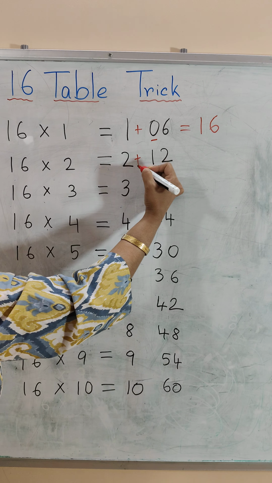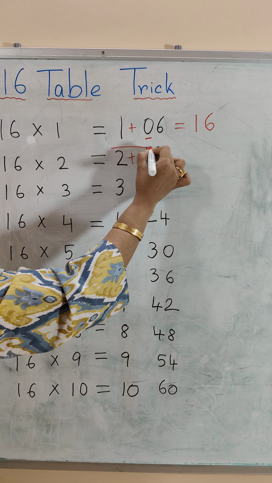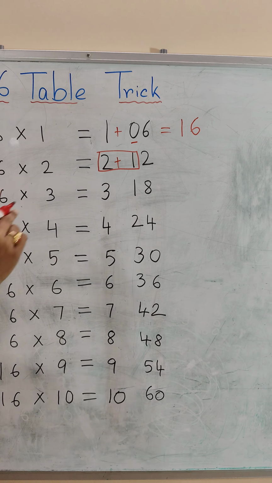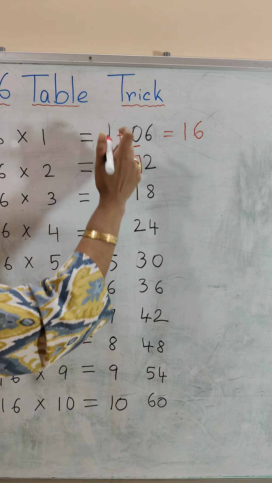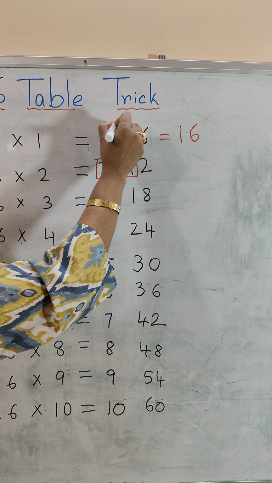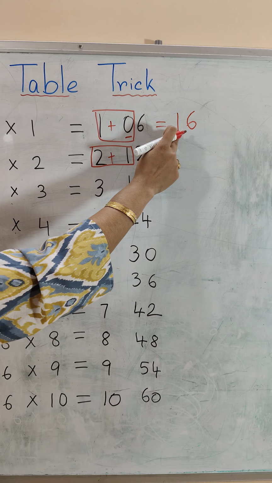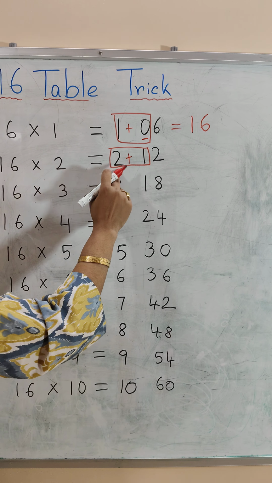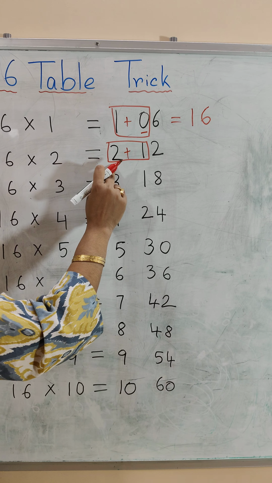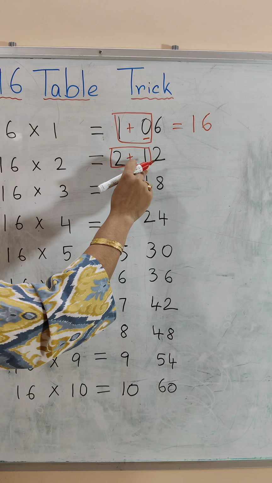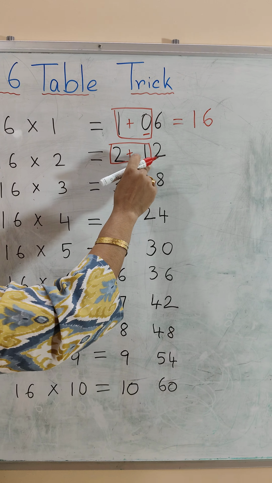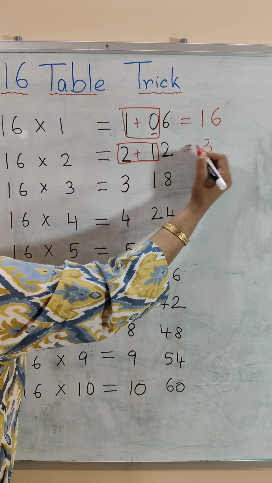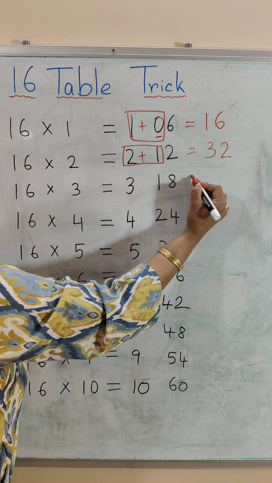Same, we are going to add the tens place with the 1 times table. So, 2 plus 1. Here also we did the same thing. 1 plus 0 is 1 and 6 remains as it is. Similarly, we are going to add the 1 times table with the tens place of the 6 times table. So 2 plus 1 is 3 and 2 will remain as it is.